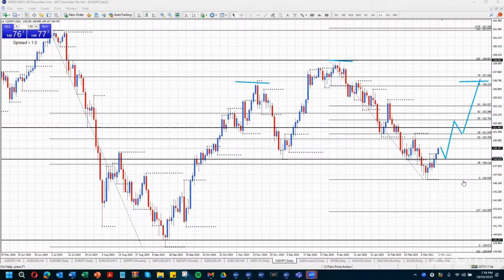So for me, yen pairs really this week, until we get past the BOJ, I think it's dangerous to trade because you never know what they're going to do. And this uptrend that we're seeing at the moment could come to a quick halt when the BOJ reports.